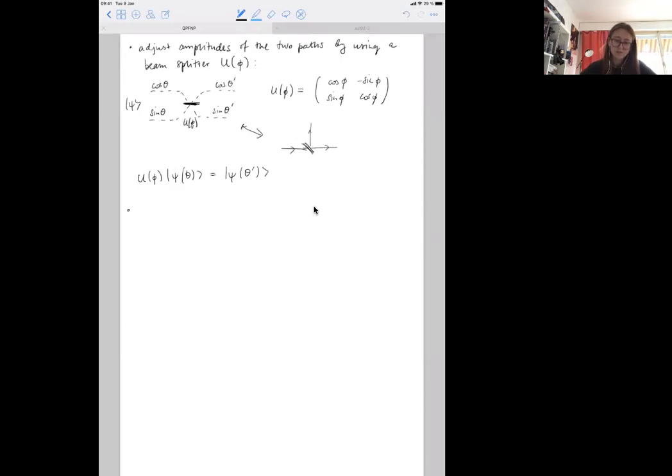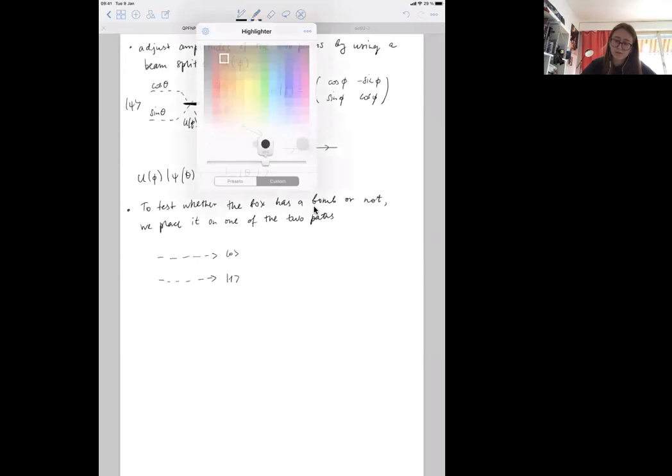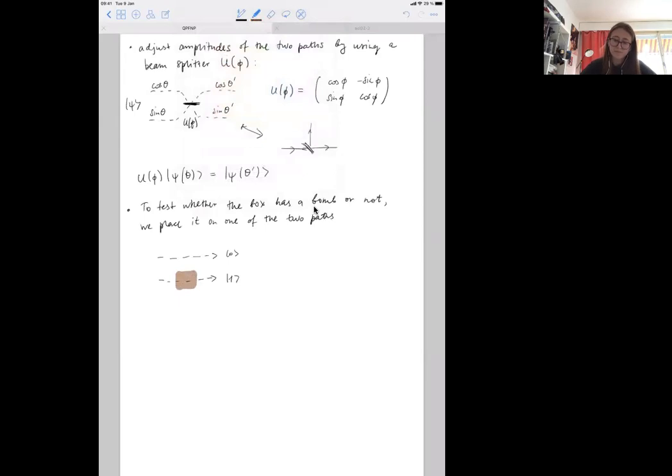And now let us come to where we put the box with the bomb. So to test whether the box has a bomb or not, first, of course, we make two tiny holes on each side of the box so that a photon can shine through. And we place it on one of the two paths. Let's say we place it on the bottom path. So we have a path which corresponds to 0, a path which corresponds to 1, and on the bottom path, we put the box. And we don't know, there might be a bomb, there might not be a bomb.